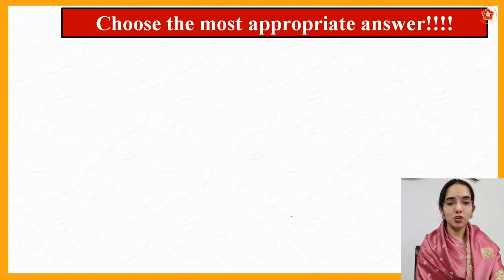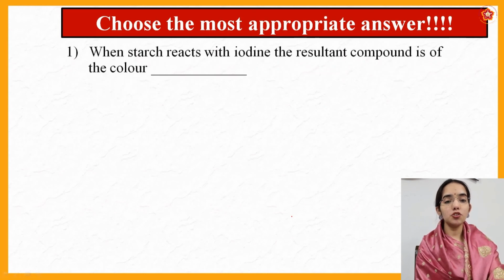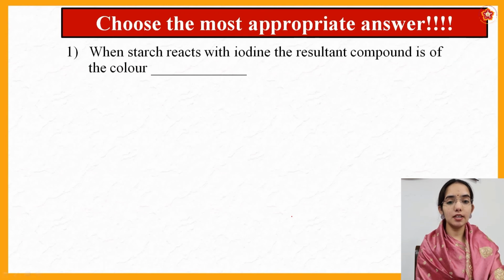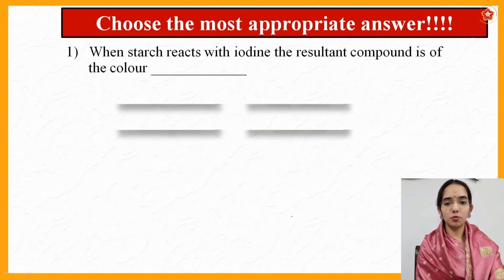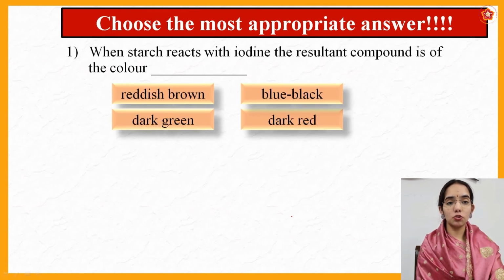So let's check your knowledge. When starch reacts with iodine, the resultant compound is of the color. I don't think you need the options, but let me give you the options. So what's the correct answer? Yes, it is blue-black.